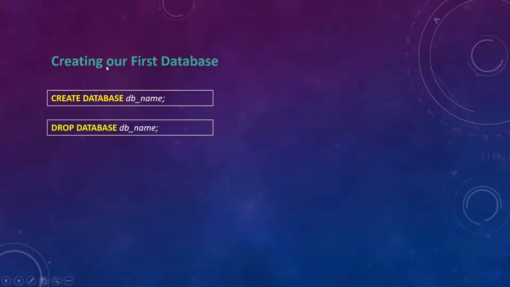This is the format for creating our first database. This is the format: create database. The SQL language is so simple to write. If you want to create a new database, you just have to write create database, then the database name. Whatever name you want to give, you can give like this, and you have to give this semicolon.